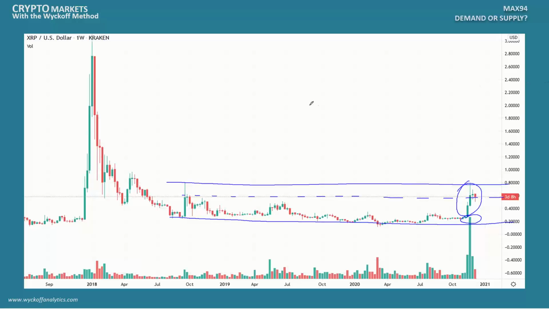So your thoughts, Roman, on this chart? Well, let's go to the original question. Is this a demand or is this a supply? Well, the easiest answer is going to be both right away.